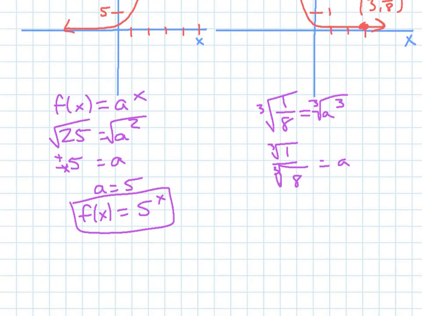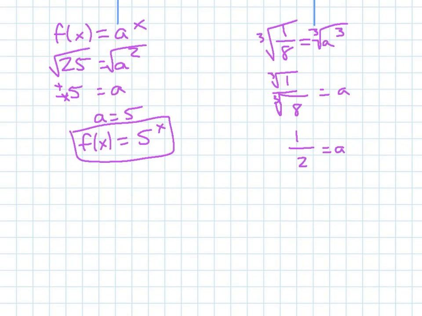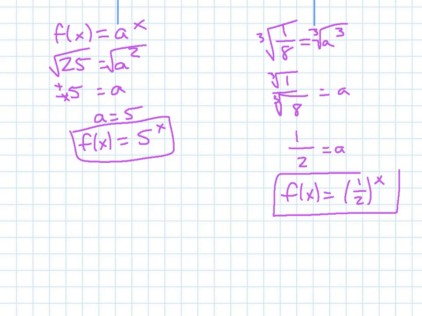Doing the cube root does not make it plus or minus, it just keeps the sign it was previously, so it stays positive. The cube root of 1 is 1, the cube root of 8 is 2. So a is equal to 1/2, therefore our function should be f of x equals 1/2 to the x power. And so those are the first steps to getting back into exponential functions.